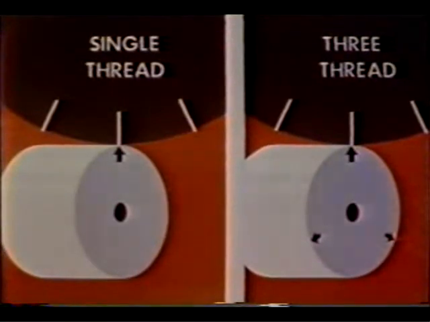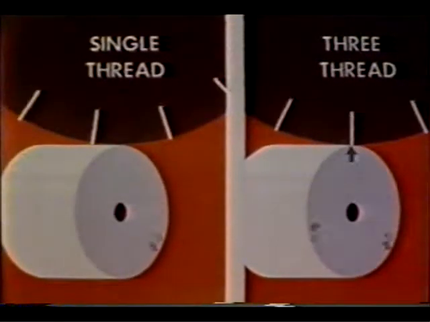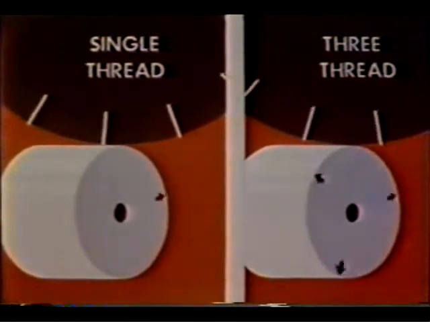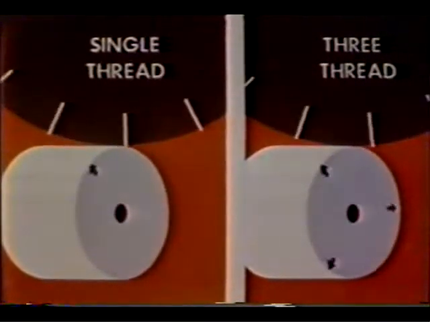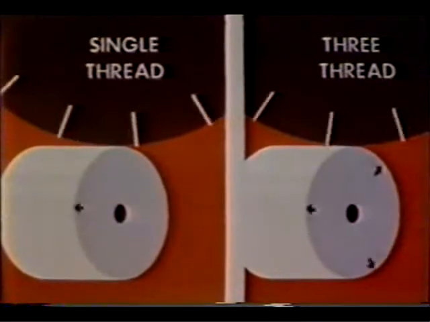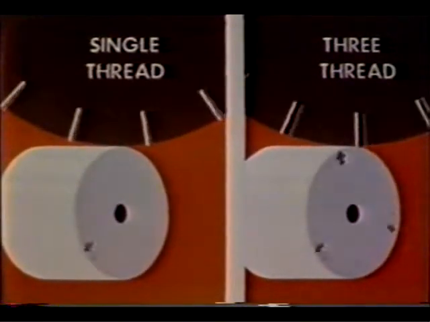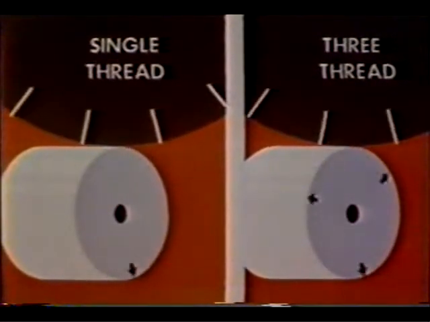Increased production is the outstanding advantage of multiple thread hobs because the indexing speed of the machine is increased in proportion to the number of threads. You can see that the workpiece on the right is rotating 3 times as fast as the one on the left.